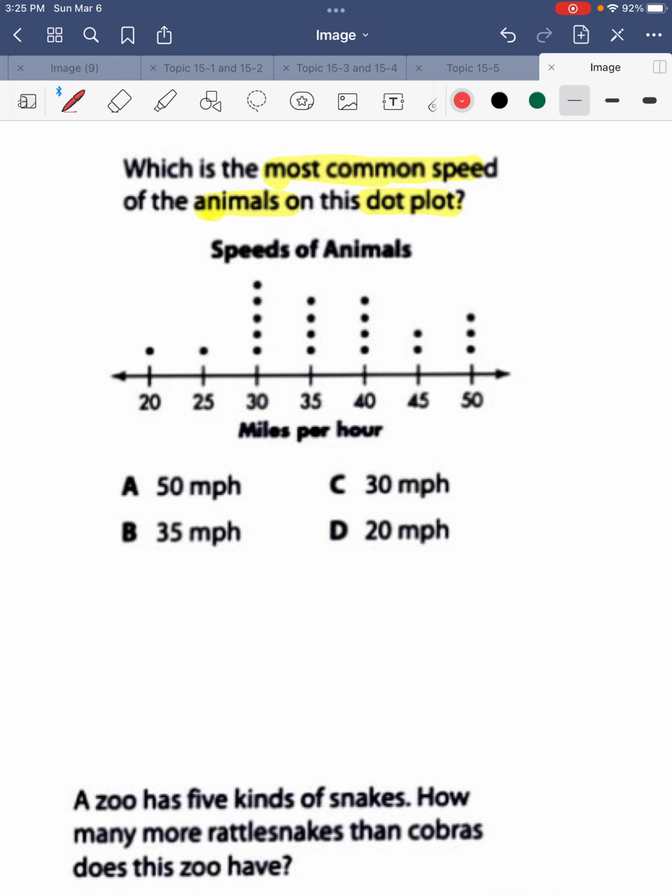So for 20, I have 1, 2, 3, 4, 5. I have a 5 here. 1, 2, 3, 4, 4 here. 1, 2, 3, 4, 4 again. 1, 2, 1, 2, 3. Okay, so the one with the most dots is 30 miles per hour. It's C.